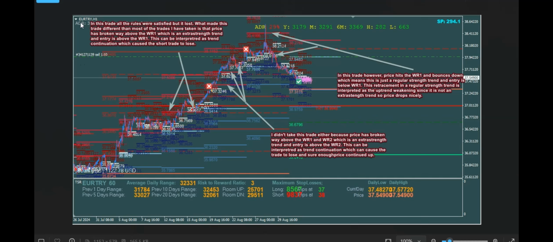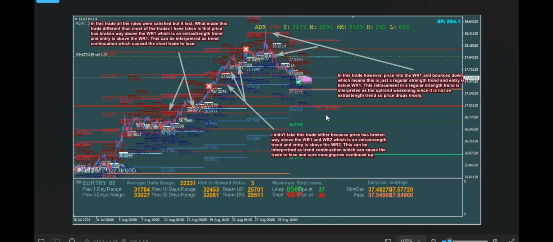So this trade that I took on the Euro TRY, which is the Turkish currency, this trade right here was a loss. This was the 4th trade that I took. And you can see right here, I have written, in this trade, all the rules were satisfied, but it lost. And all the rules were satisfied, right?